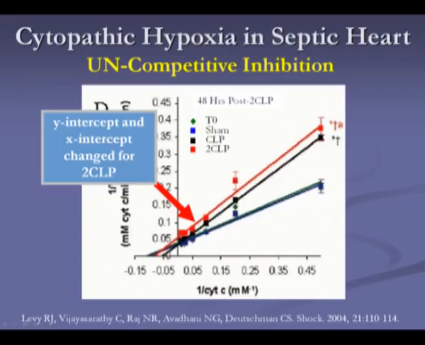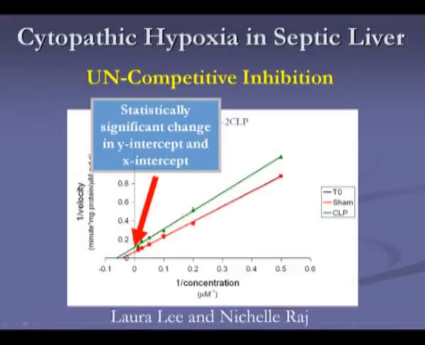So these are the actual measurements that we did. This is an animal subjected to the cecal ligation and puncture model of sepsis, and the red line is the severe sepsis model. This is data accumulated from heart at 48 hours. And what you can see is that both the x-intercept and the y-intercept are changed for the double puncture, implying that this is uncompetitive inhibition. This is a similar plot in the septic liver, and you can again see the same thing: change in y-intercept and x-intercept, uncompetitive inhibition.